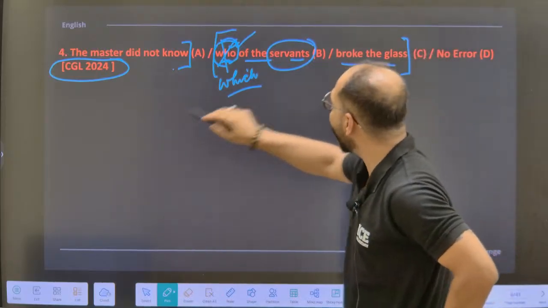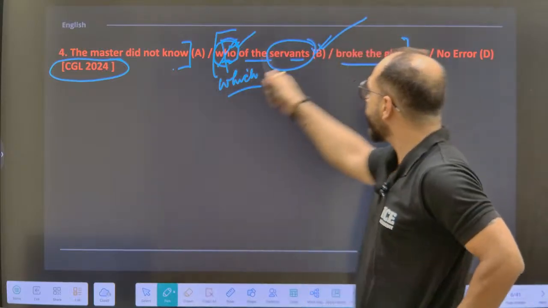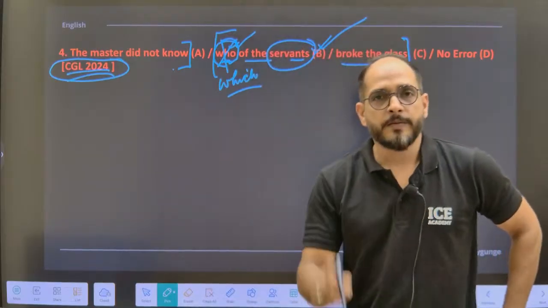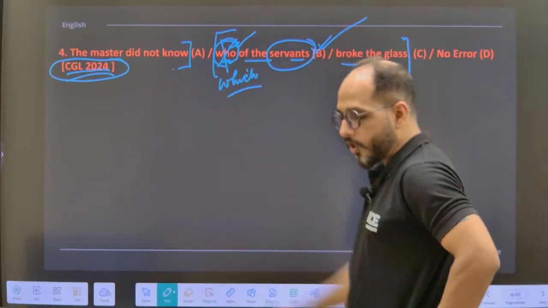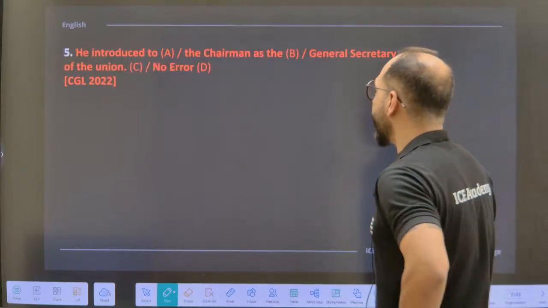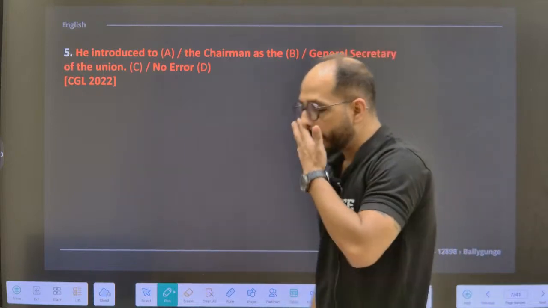That means the error lies in the B part of the sentence, and this is a question from CGL 2024. Clear? Okay, let's see the next question. He introduced the chairman as the general secretary of the union. CGL 2022 question.